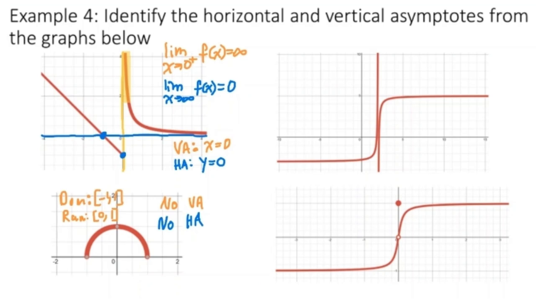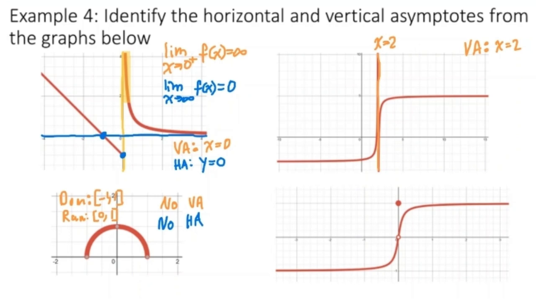Now we'll find the asymptotes for the graph on the top right. We'll start off with the vertical asymptotes. We can see here at x equals 2, our function is increasing without bounds on the left, but decreasing without bounds on the right. It doesn't matter that both sides of x equals 2 are approaching different infinities. All that matters is at least one side is approaching infinity. So here, x equals 2 would be a vertical asymptote.